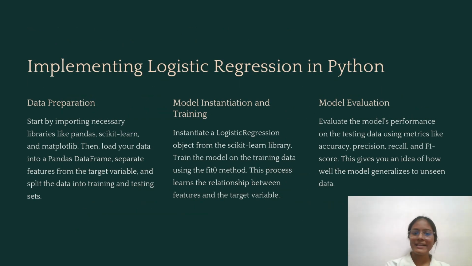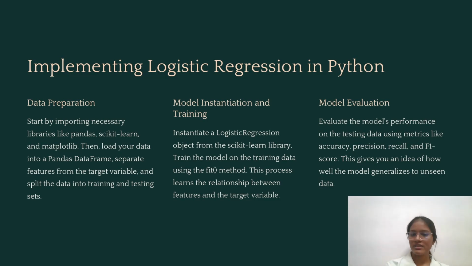Now, implementing logistic regression in Python. How can we implement logistic regression in Python? There are a total of three steps through which we can implement logistic regression. First is data preparation. Start by importing necessary libraries. And the second is model training. That is, instantiate a logistic regression object from the scikit-learn library and train the model on the training data using the fit method. This process learns the relationship between features and the target variable.